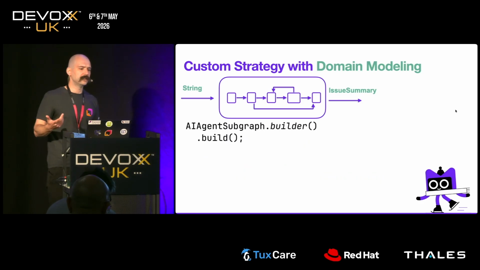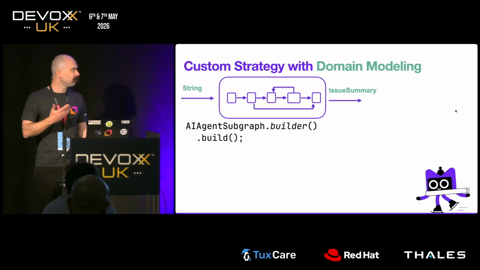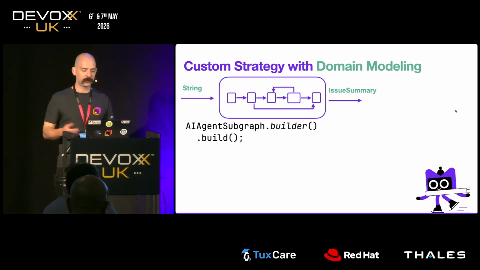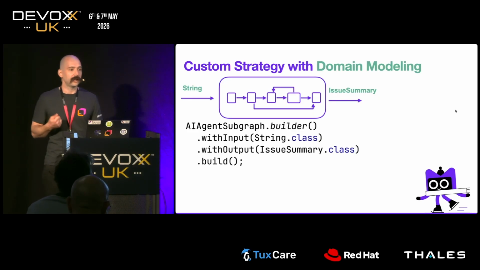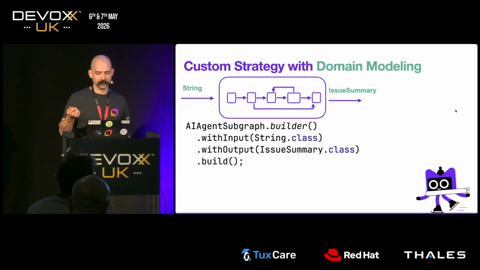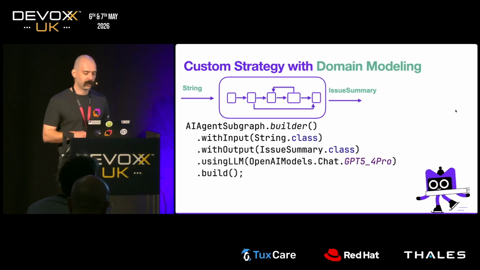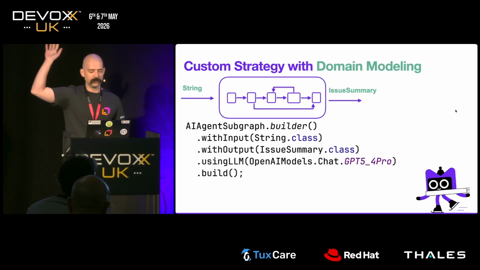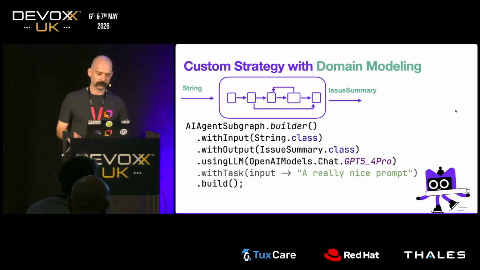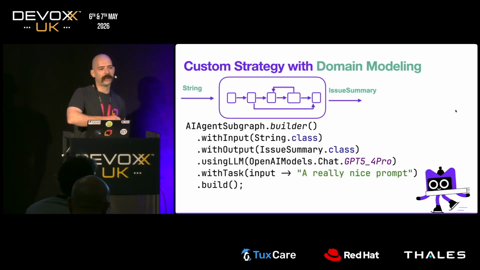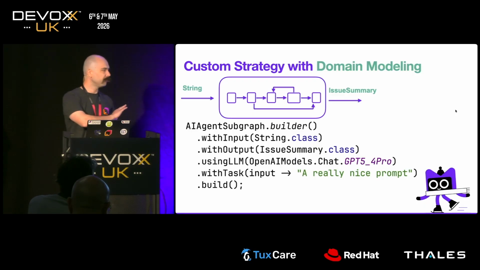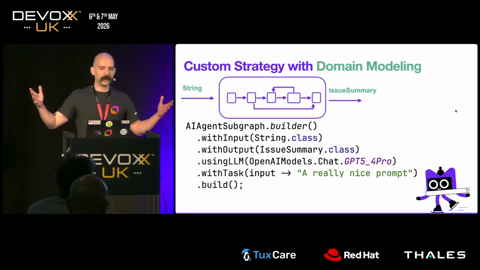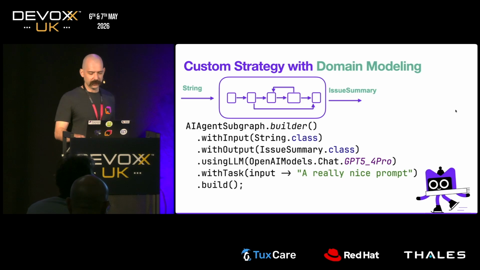So how do we build this subgraph? In Java, we use a builder. We use an AI agent subgraph builder, and we have to specify the input and output types, in this case, string and issue summary. We specify which model we want this specific subgraph to use. And in this case, I'm using the same model as the default model we configured before. And we specify the task it needs to execute. And here, I'm giving a very simple prompt example, but you can build very complex prompts, which we will see later on.